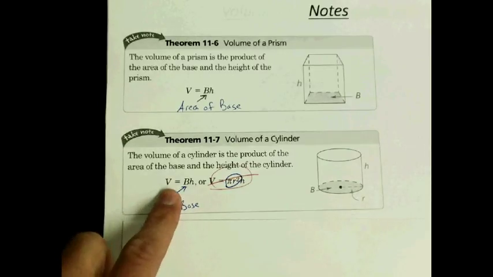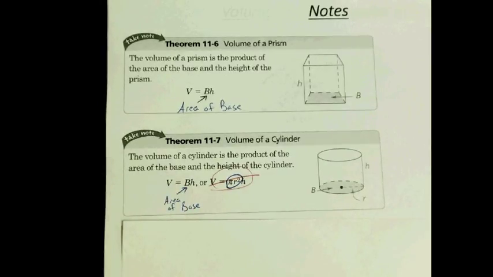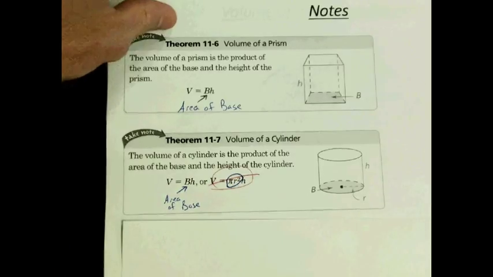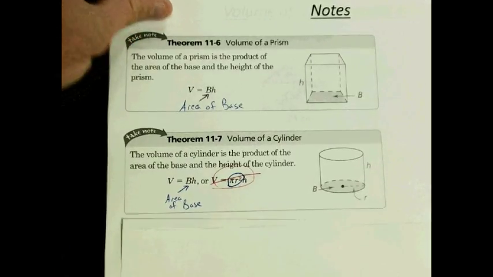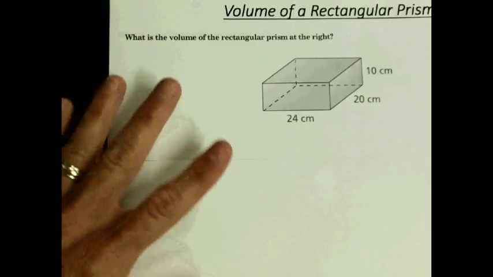The volume is the area of the base times the height. And so that's our basic formulas. We're going to get into that right about now. So let's look at some examples. We'll see how this plays out.